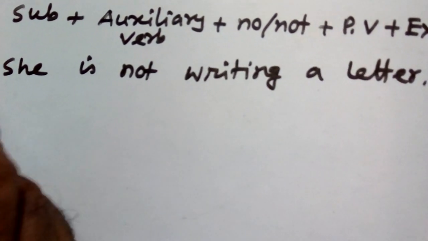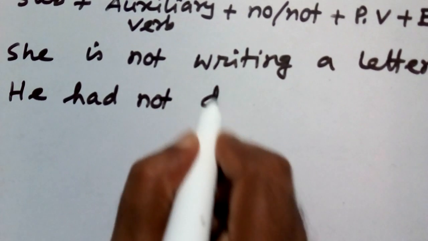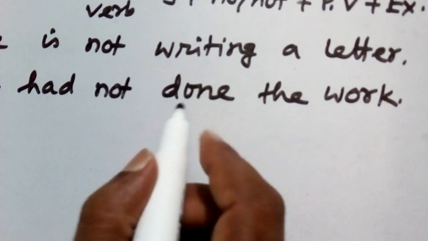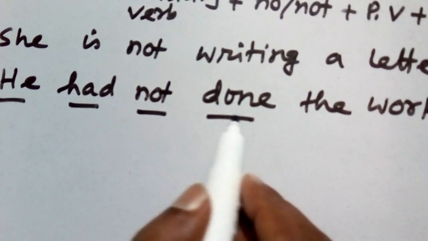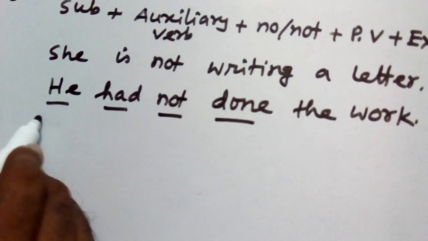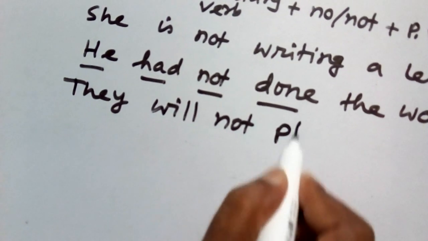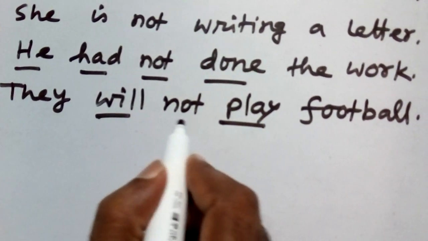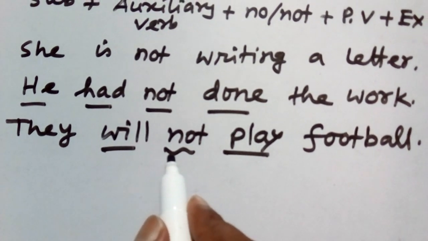So it must be followed. And here if I write another example, he had not done the work. So here this sentence is in past perfect tense, and here the subject he, had is the auxiliary verb, not, plus that verb is turned into past participle, and it follows the past perfect tense, and it is a negative sentence. Another example: we will not play football. So auxiliary verb plus principal verb, and here not is used in that sentence, and that sentence would be made into a negative sentence.